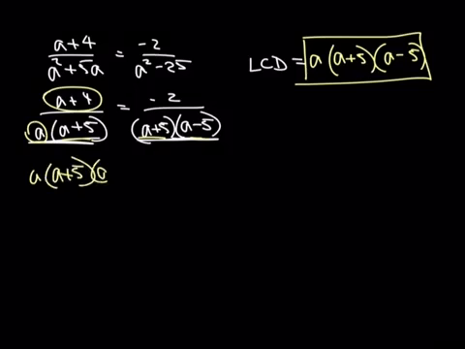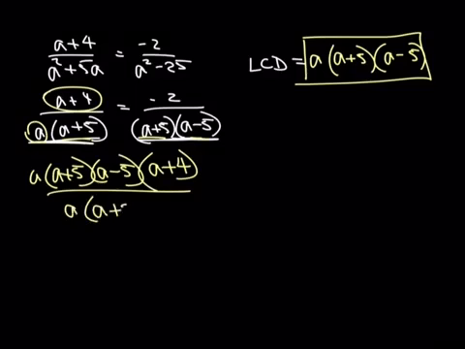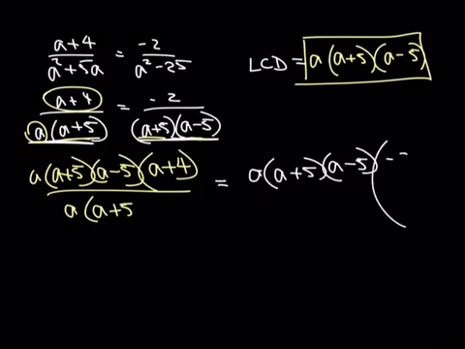LCD times a plus 4 over a times a plus 5. So that is this multiplied by that. Alright, so in white we're going to do the negative, we're going to multiply the LCD times the other side.